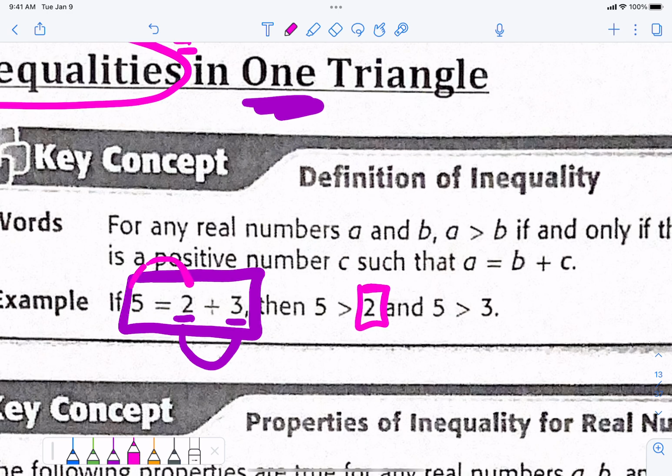Since I have to add 2 to something to get 5, that means 2 is less than 5, right? Or 5 is bigger than 2. And also 3 is smaller than 5, or 5 is bigger than 3. Does that make sense? So individually, if I look at the parts, 5 is bigger than 2 individually, and 5 is bigger than 3 individually. Okay, so there's how that works.